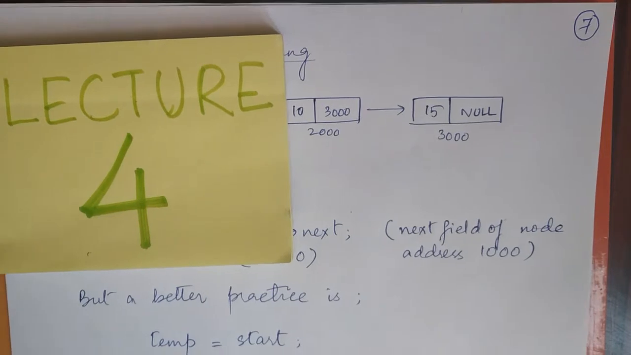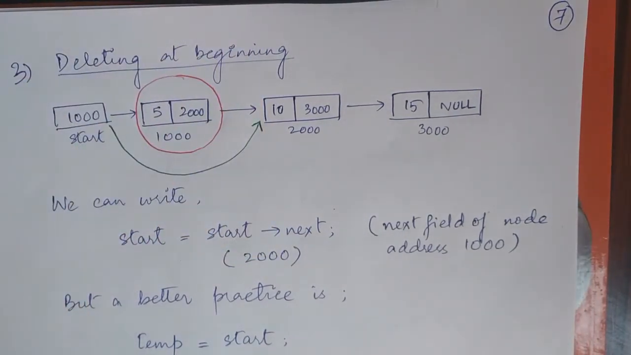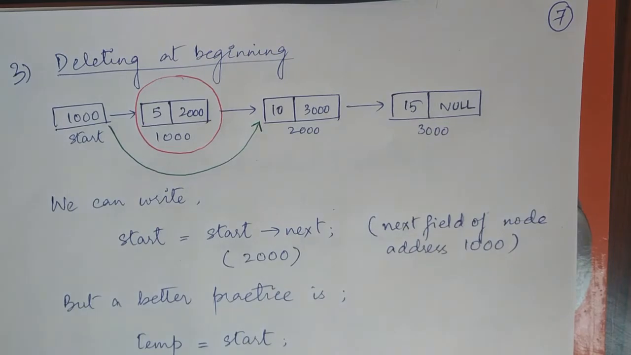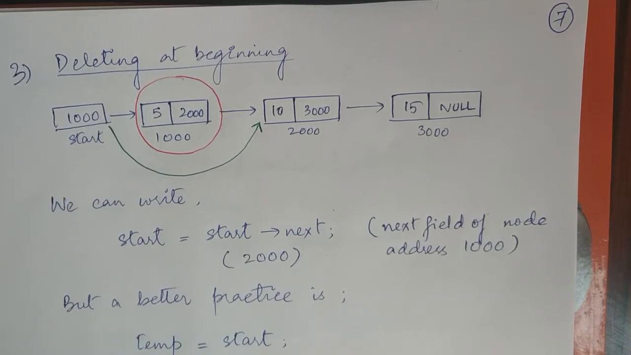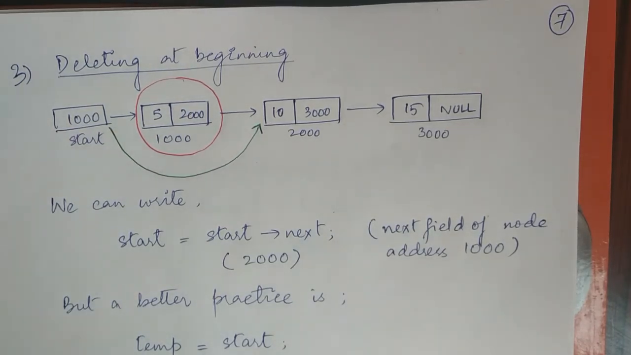So this is your lecture number 4. We are continuing with our linked list functionalities. We did add in the last clip, and now we are going to do delete. In the last one we did add at the beginning and add at the end. Now we'll do delete at the beginning and delete at the end.